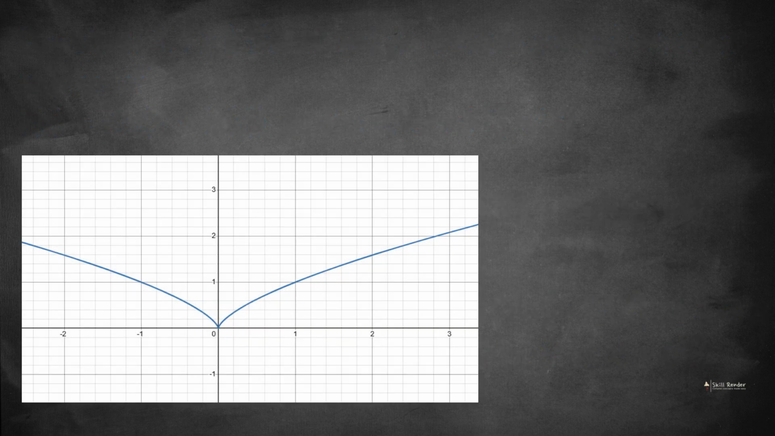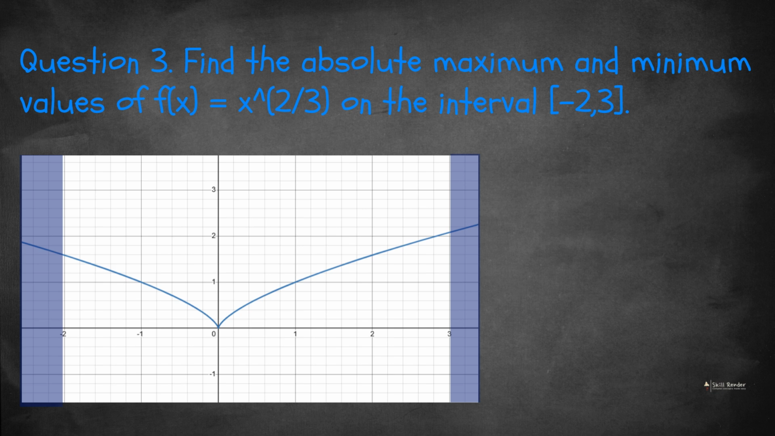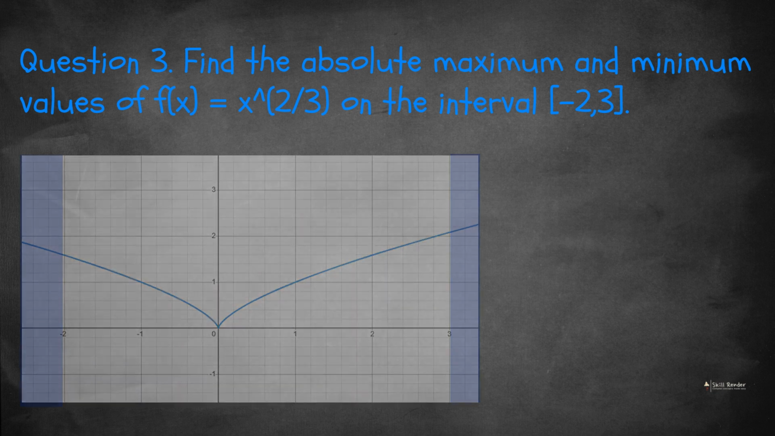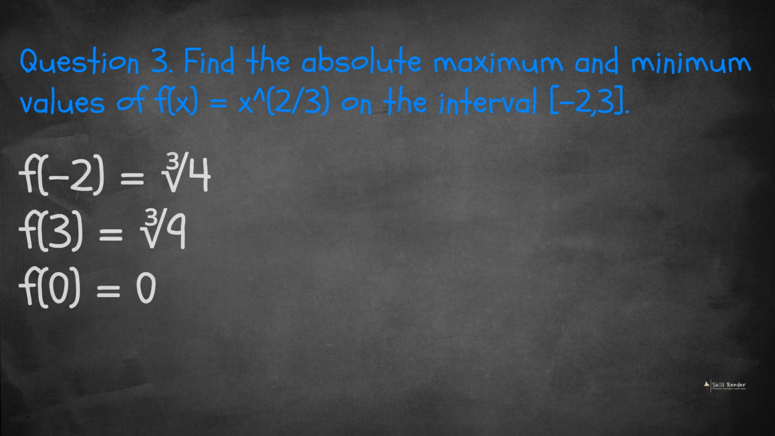In this last example, we will see how a vertex will differ from a curved maximum or minimum point. Question 3. Find the absolute maximum and minimum values of f of x equals x to the power of 2/3 on the interval -2, 3. Let's continue with our steps. If we evaluate the function at the endpoints, and at 0, we get f of -2 equals the cube root of 4, f of 3 equals the cube root of 9, and f of 0 is equal to 0.